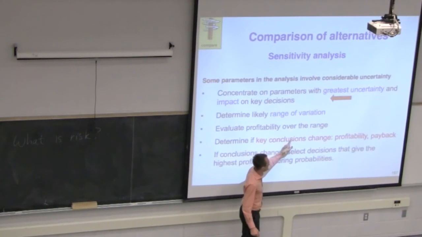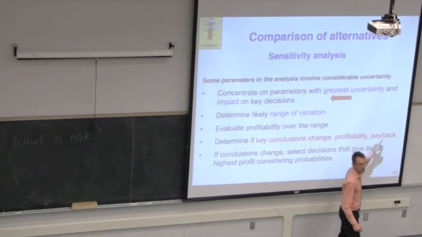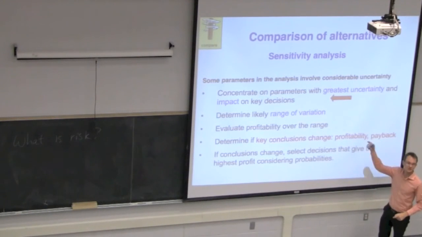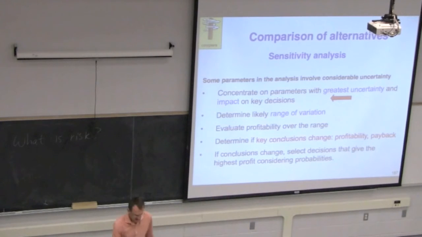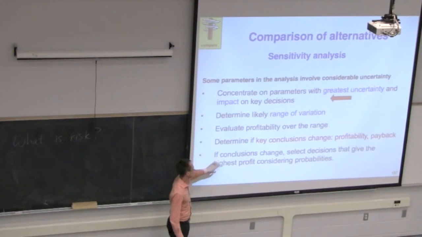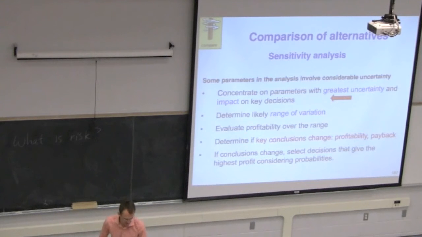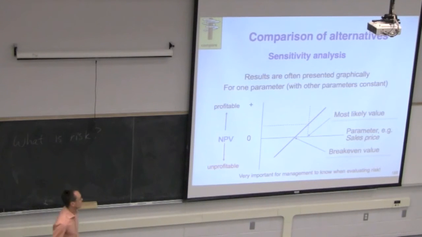Are you still going to make the decision to go ahead with that project or not, despite this risk, despite this uncertainty of the future? Okay, and if your conclusions change, then you're going to select a different decision, or pick the decision that's least sensitive to those uncertainties. So here's how we do it. It's very straightforward.